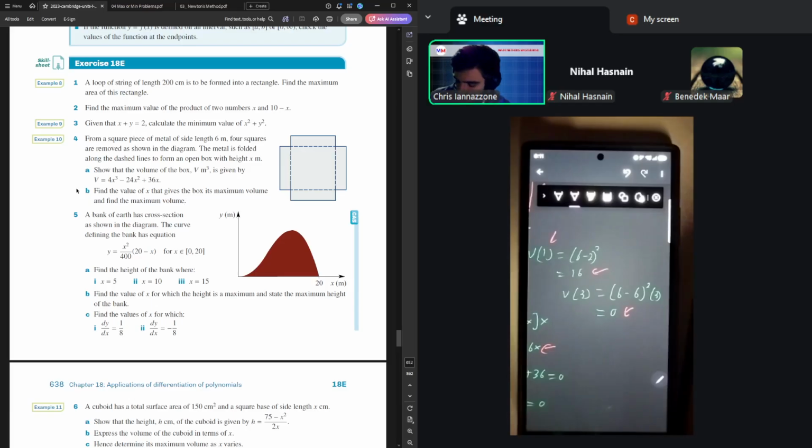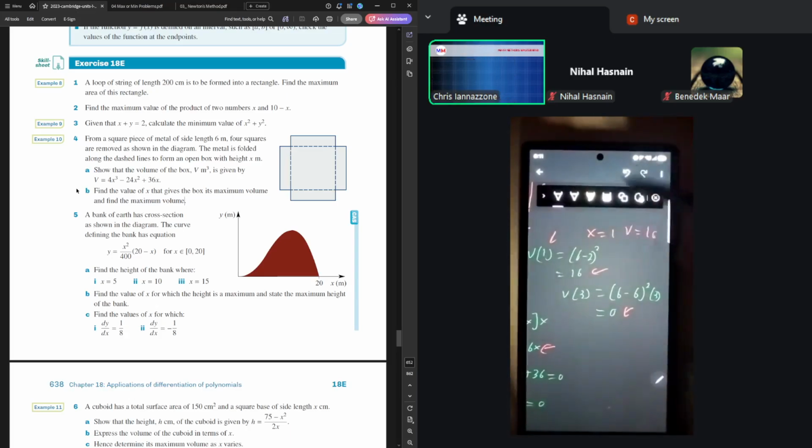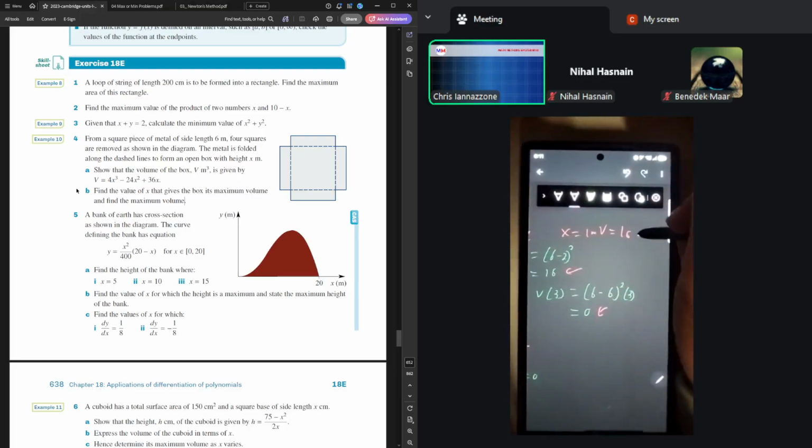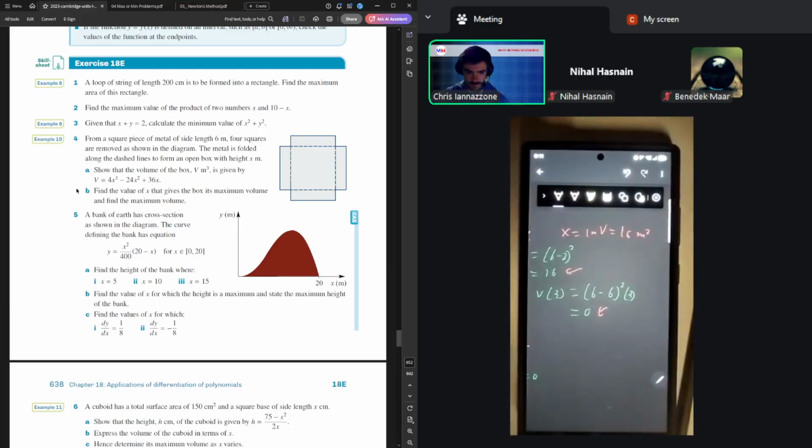So as far as how you would give your final answer here, you would say x equals 1, V equals 16. Do we have units here? We do this time. Yes. So x is in meters, so all this is now going to be in meters. We have x in meters, we have volume in meters cubed. Bit messy at the end there, but yeah, it's just x is 1 meter, volume is 16 meters cubed.